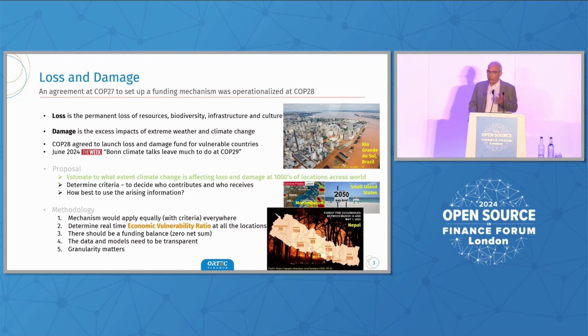So this loss and damage sits at the intersection of mitigation and adaptation. Mitigation are the processes we're trying to install through mainly engineering processes to reduce carbon emissions, and adaptation is a myriad of processes trying to deal with the consequences of climate change. And loss is one component of this. Loss is the permanent loss of resources and biodiversity and infrastructure, and indeed culture.